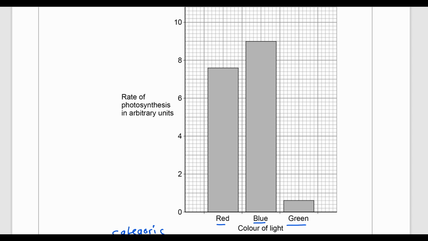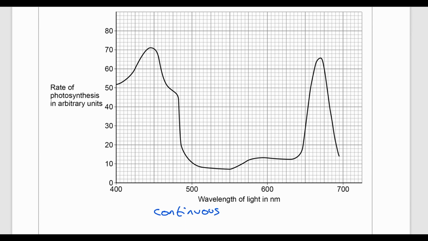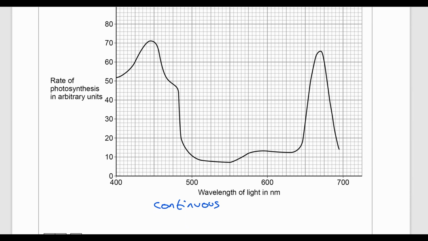We can see the green light has given us the lowest rate of photosynthesis. So if we want, we can find out what that actual value is and see if that helps us. The value of our rate of photosynthesis for green light is going to be 0.6. So we know that value then. Let's go to our figure 9.